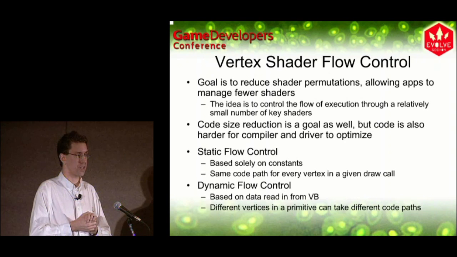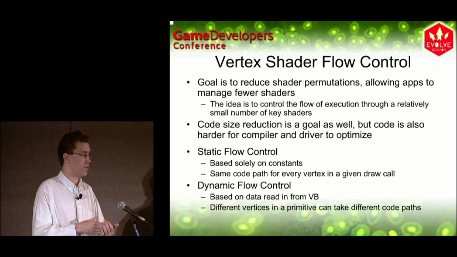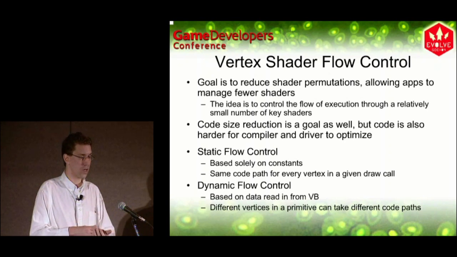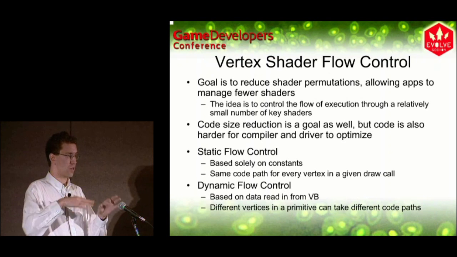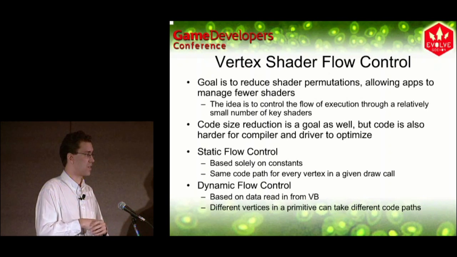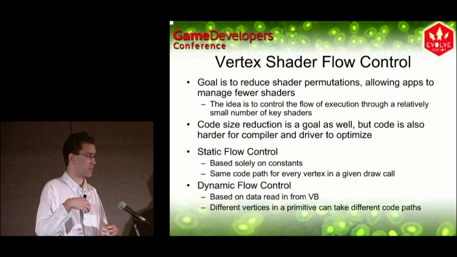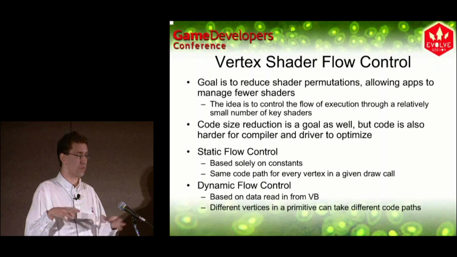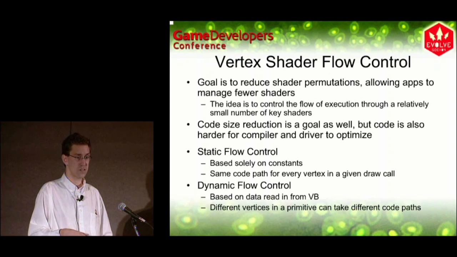It's also important to draw the distinction between static and dynamic flow control. Static flow control is based solely on constant data. And so what that means is every pixel or vertex in a given draw call will take the same path of execution through that program. With dynamic flow control, the decisions on the if-else, which branches and which code paths to take through your code, can be based on data that's read in. So in the vertex shader land, it can actually be based on a vertex component. And so what that means is different vertices in a mesh, different vertices in the same draw call, can go down different code paths.